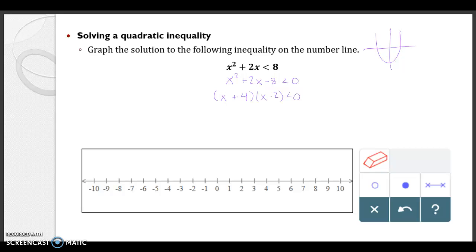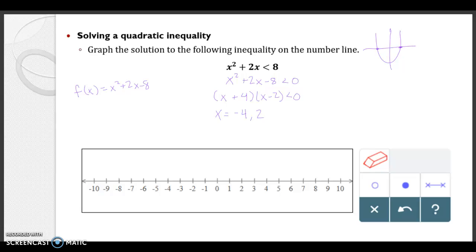So where is this function f of x equals x squared plus 2x minus 8 below the x-axis? So I can check my two zeros. Those are going to be my changing points from either above or below. And those are going to happen at my 0 points. So those happen at x equals -4 and 2.